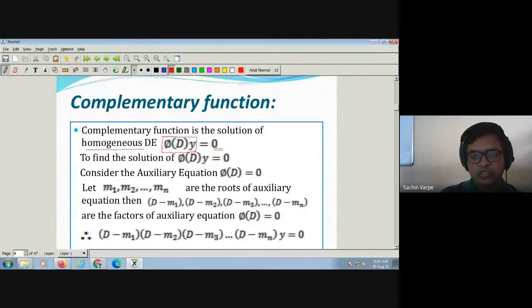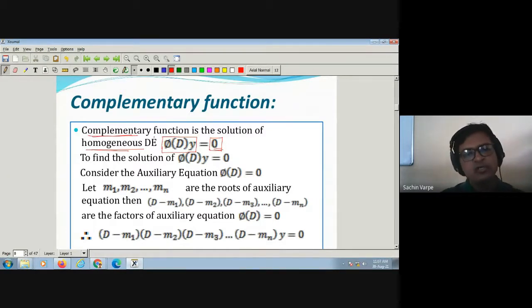will be a homogeneous function of the variable. Okay, so it is called a homogeneous differential equation. So whatever your differential equation, you have to consider the right hand side to be 0 there, and it is called a homogeneous differential equation. So its solution is nothing but the complementary function.